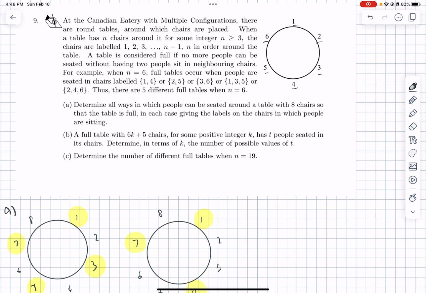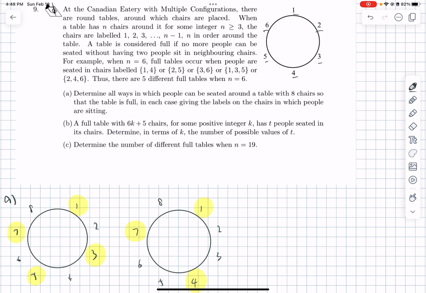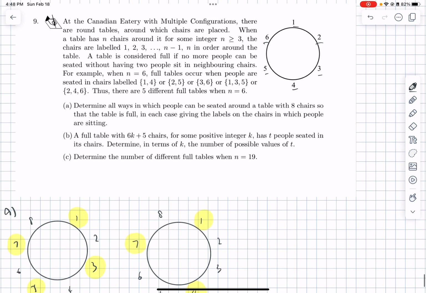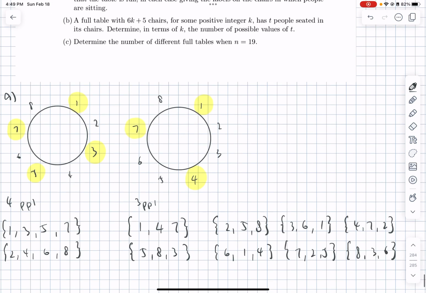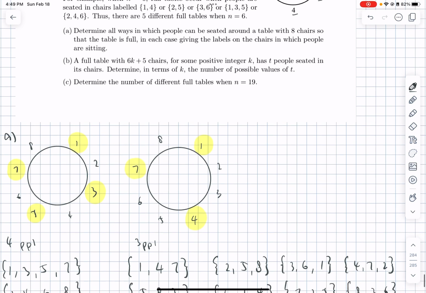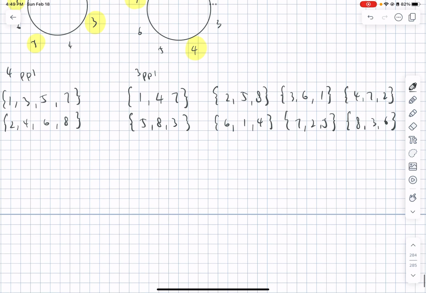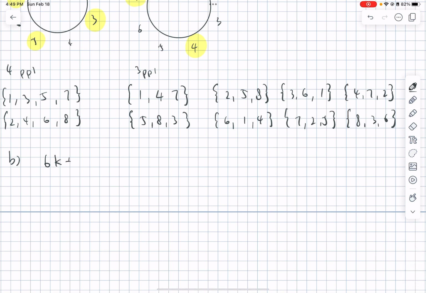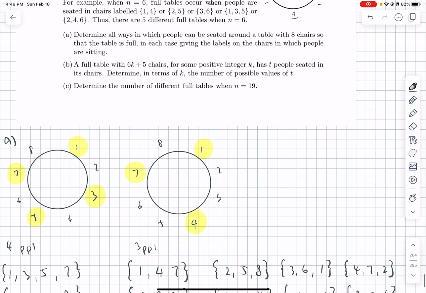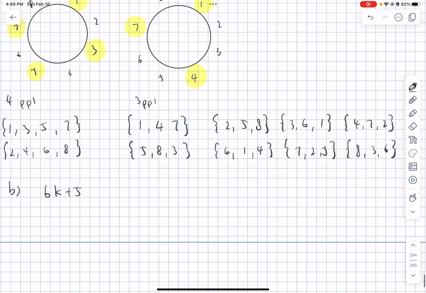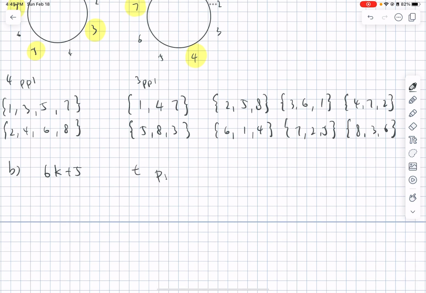Part B asks, a full table with 6k plus 5 chairs for some positive integer k has t people seated in its chairs. Determine in terms of k the number of possible values for t. So what are the different numbers of people that can be seated? For example, in part A, we could have 4 people or 3 people. So that's 2 distinct possible values of t. So part B asks, if we have 6k plus 5, how many possible values of t are there? So t people.